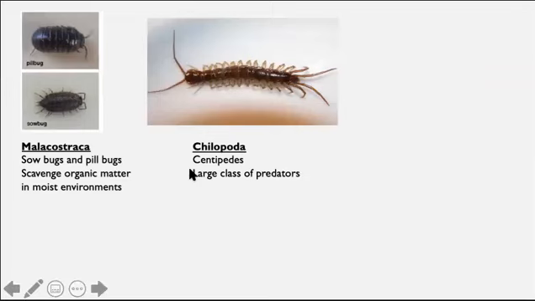Okay. The next class is Chilopoda. Chilo means 1,000, poda means legs. So these have many, many legs, usually a pair of legs attached to each of the body segments. And this includes all of our centipedes. Okay, centipedes, this guy shown here, is a class of predator organisms. They like to eat a lot of other smaller arthropods. They also have very long antennae compared to other arthropods, and they move very quickly.